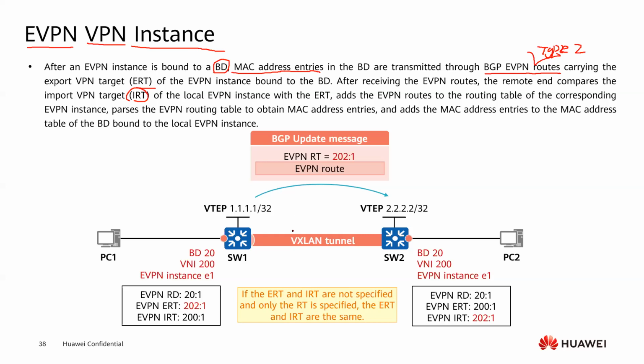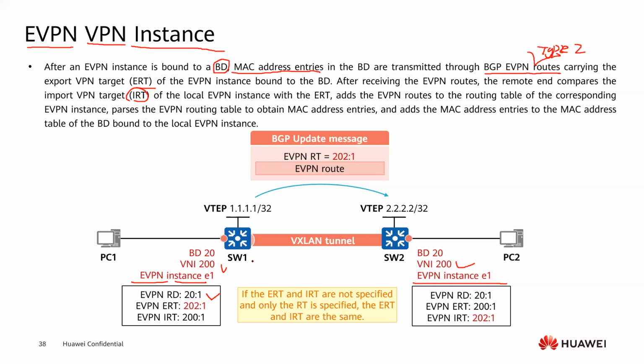So how does it work? For example, switch 1 and switch 2 have the same BD, but just like I said, the BD doesn't matter, the VNI is what matters. Now they have the EVPN instance, and they have the RD values and the RT values. Just like MPLS VPN, the RT values have two directions: import RT values and export RT values.